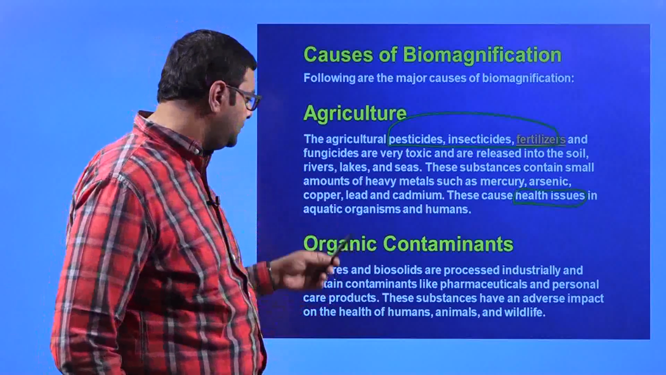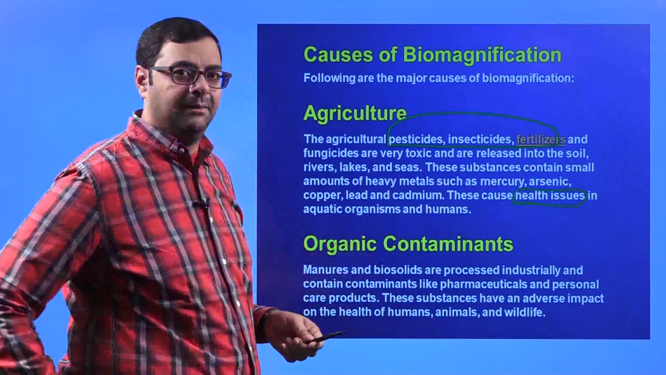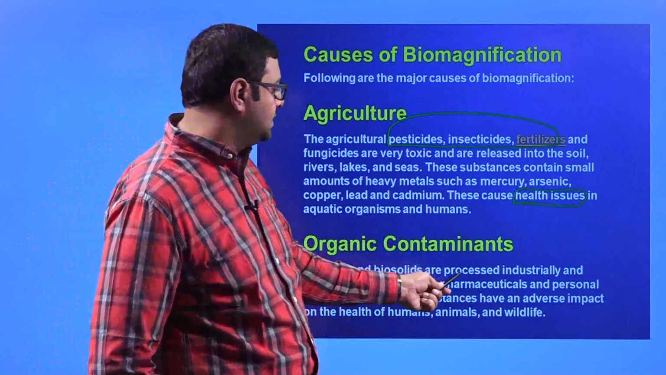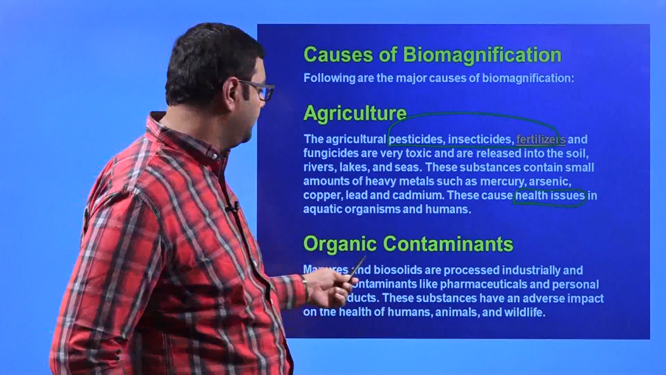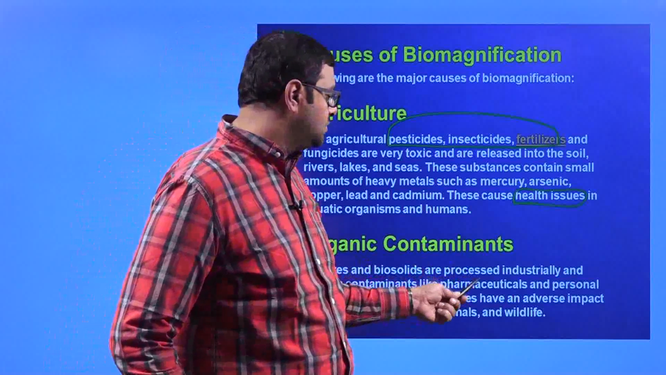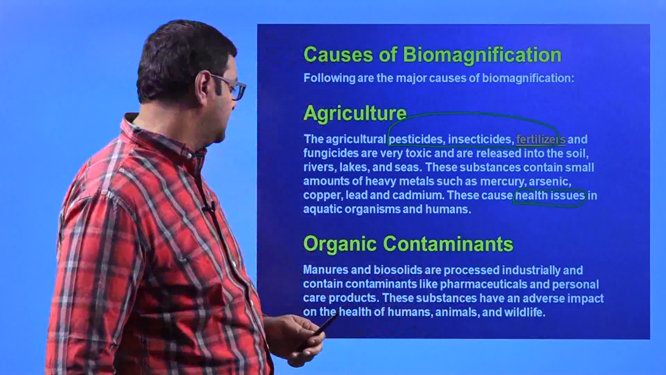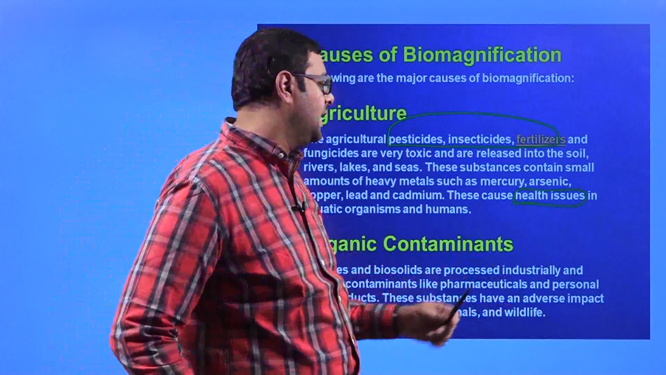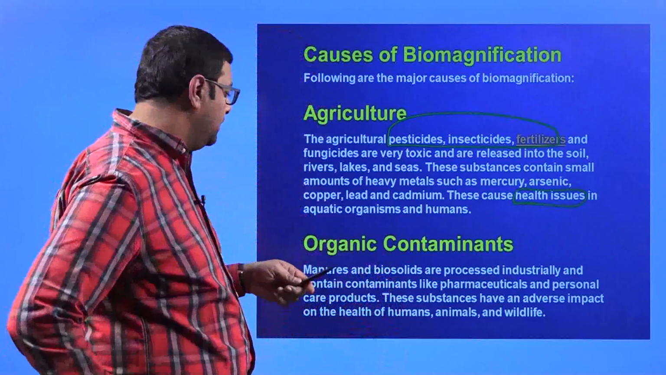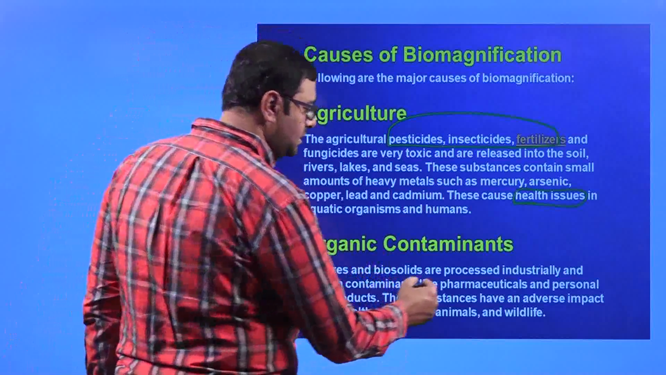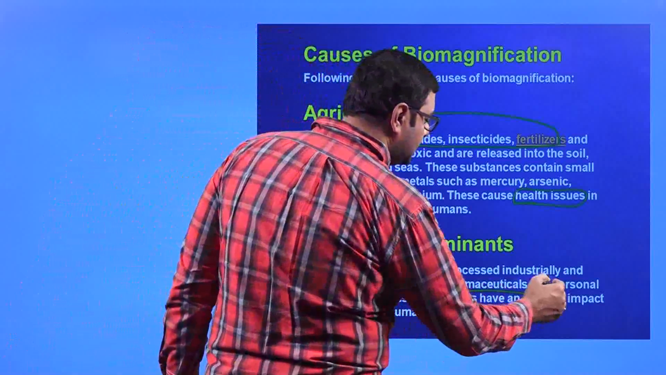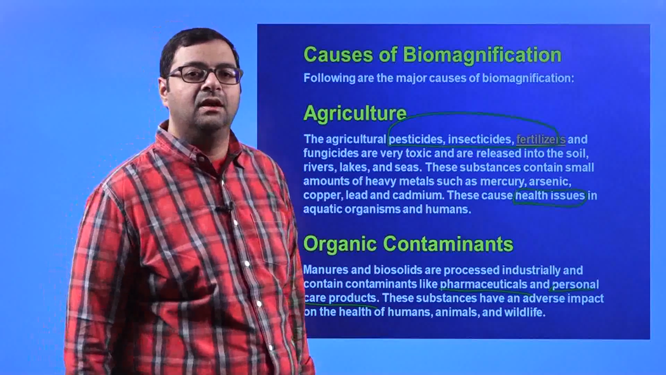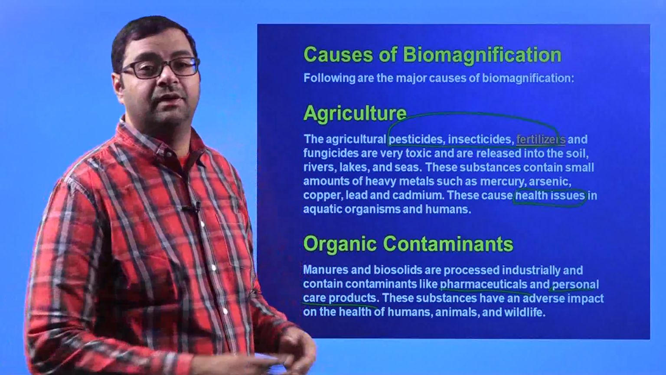Then you have organic contaminants. Now manures and biosolids are processed industrially and contain contaminants like pharmaceuticals and personal care products. These substances have an adverse impact on the health of humans, animals and wildlife. Now you know that you have certain pharmaceutical industries and personal care products, like your sunscreen, then your tablets which you take for headache, all these things.